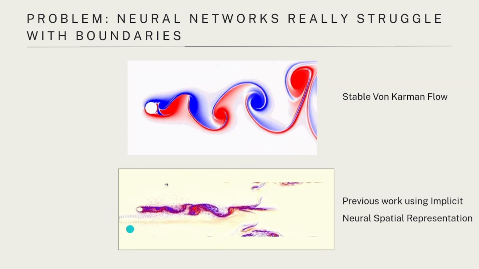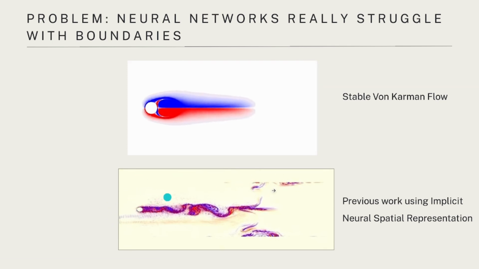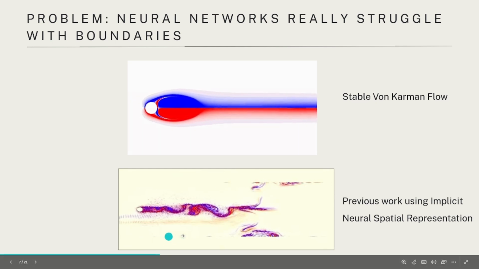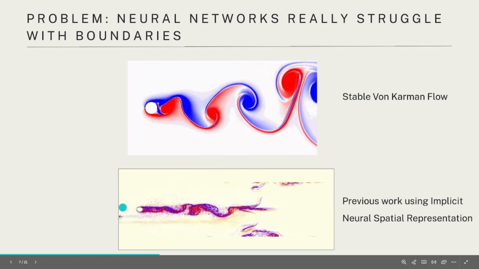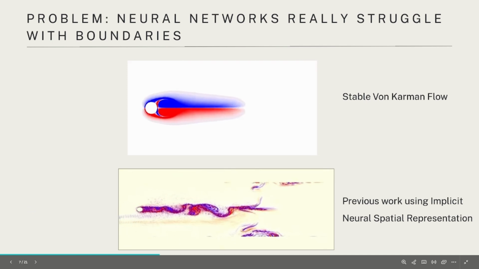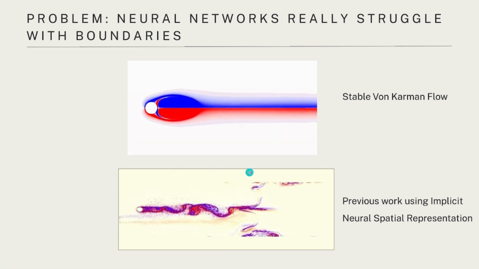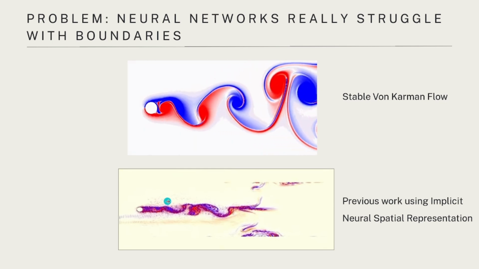For example, in this previous work using the same approach, we can see that in the boundaries right here we have some artifacts, and of course it's quite noisy, as we can see in all these surroundings. We can actually see this in older neural methods, and the flow around the obstacle quickly becomes noisy.